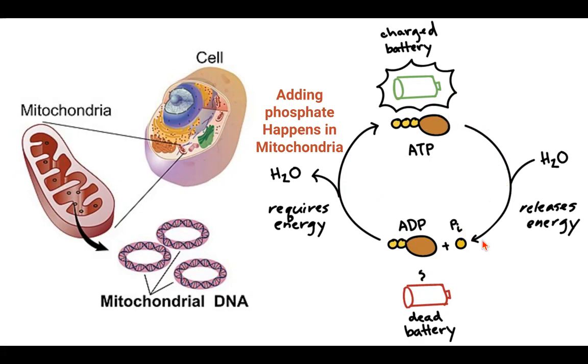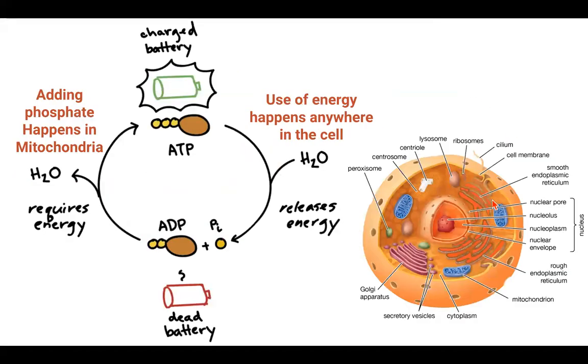Now, on the opposite side, this arrow, the use of ATP and the release of energy, happens just anywhere in the cell. So every single thing that the cell is doing or performing requires energy. And that's basically everywhere inside the cell. So the left-hand side of this arrow happens only in the mitochondria, usually. And then the right-hand side of this arrow, releasing energy, happens anywhere.